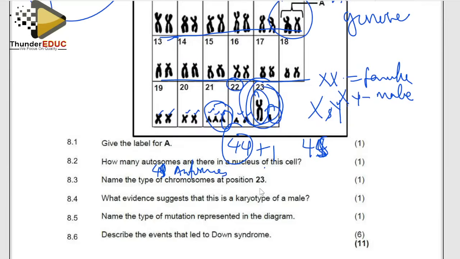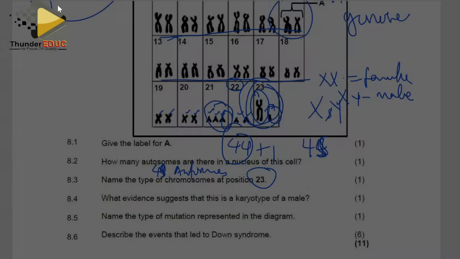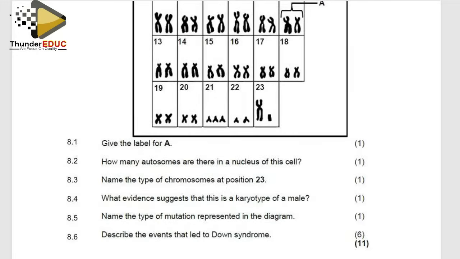Name the type of chromosome at pair 23. How do you call this? We call it gonosome. Then they are saying, what evidence suggests that this karyotype is a male? Because the 23rd pair has X and Y chromosomes. Name the type of mutation represented in the diagram. This is called chromosomal aberration or chromosomal mutation.